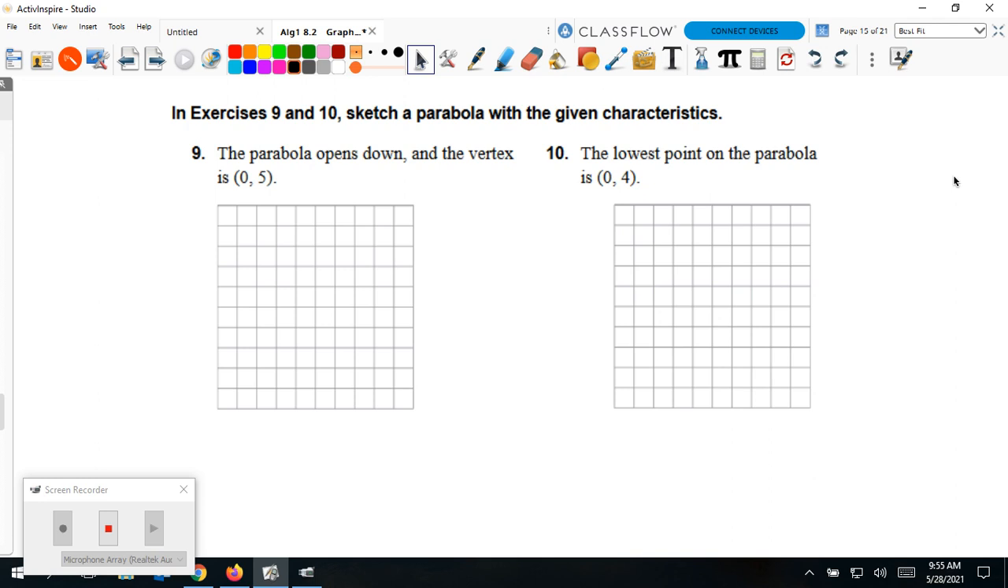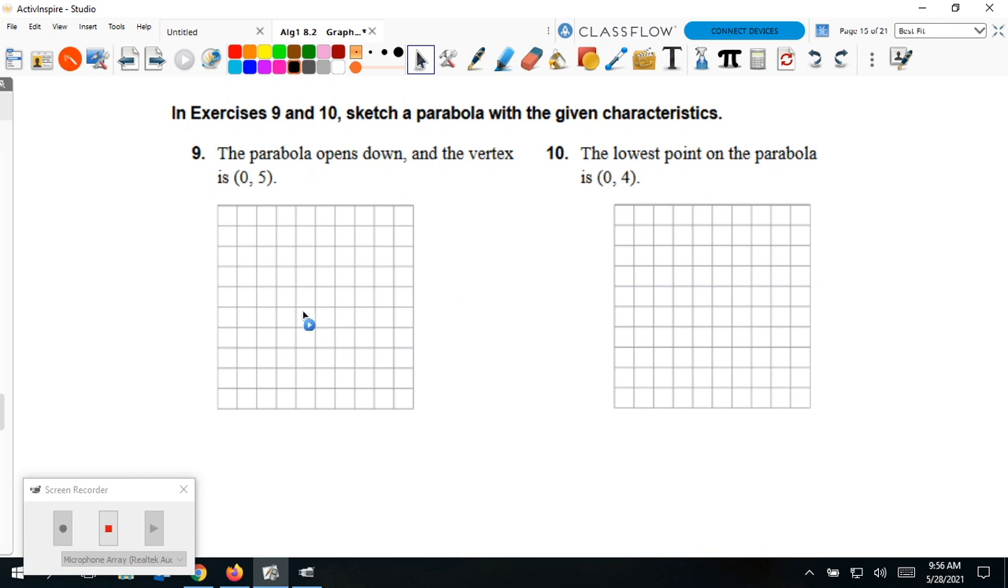So hopefully you paused the video now. You did 9 and 10. You just drew a function for each of these. And it says sketch a parabola. Remember, that's the name of these. We can call these parabolas. These U-shaped graphs, the graphs of the quadratics, are called parabolas.